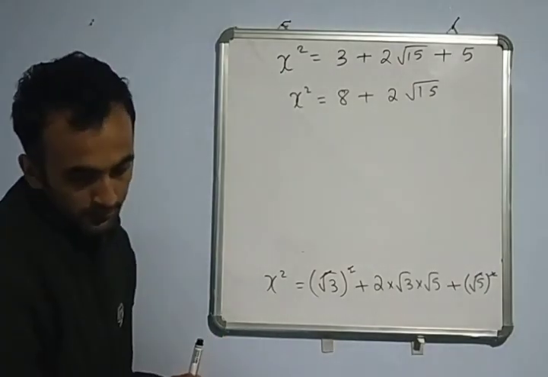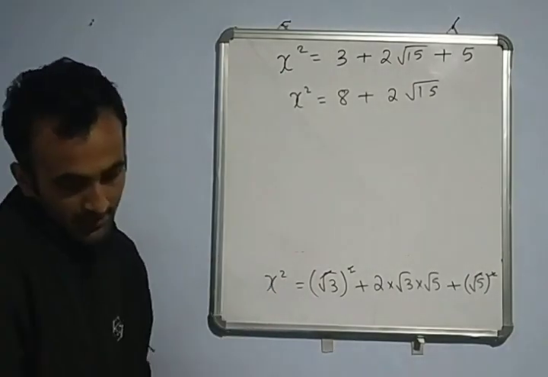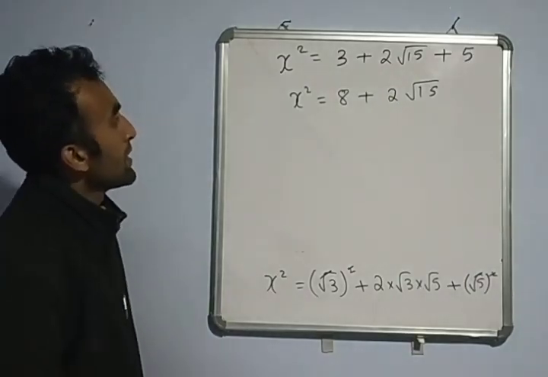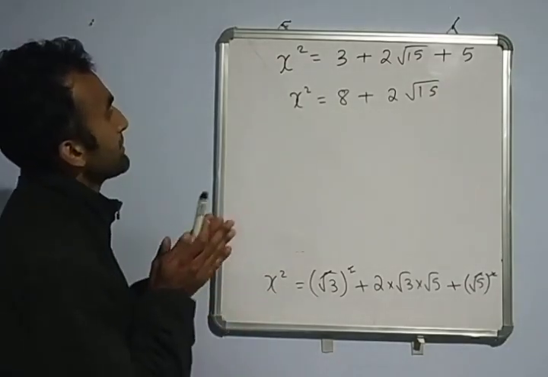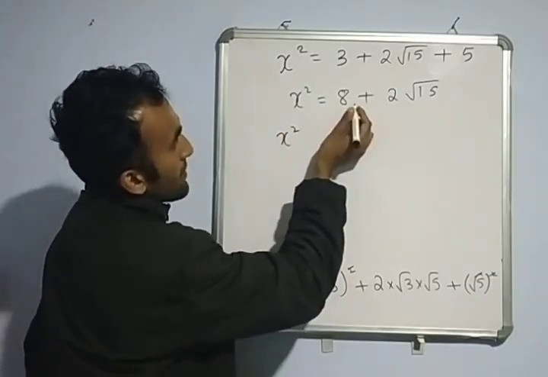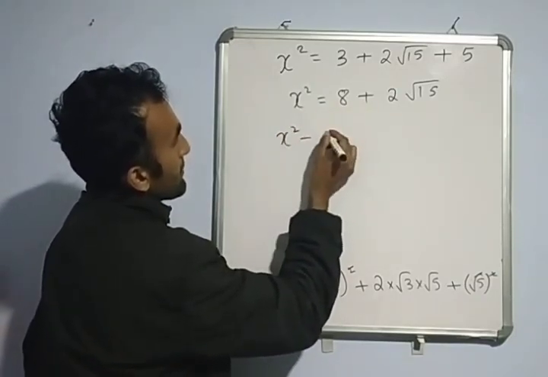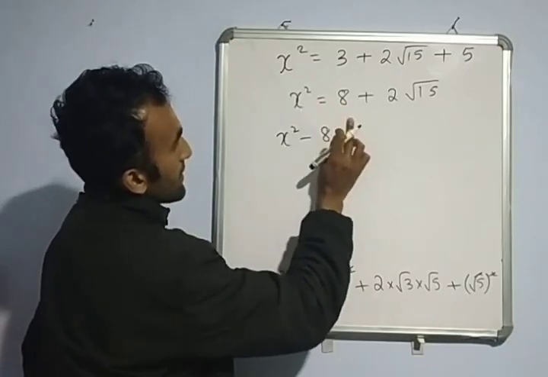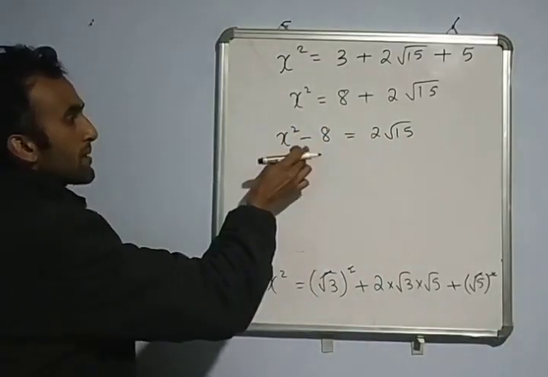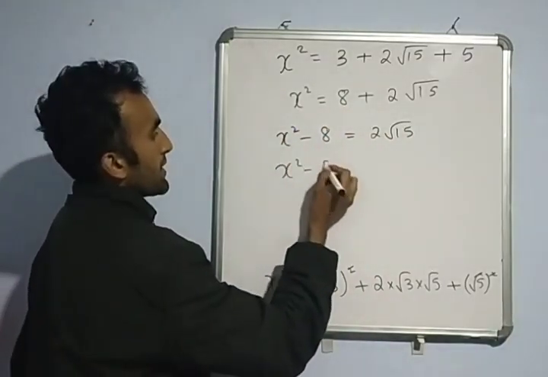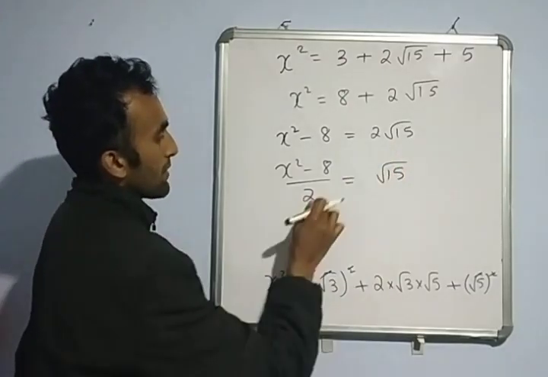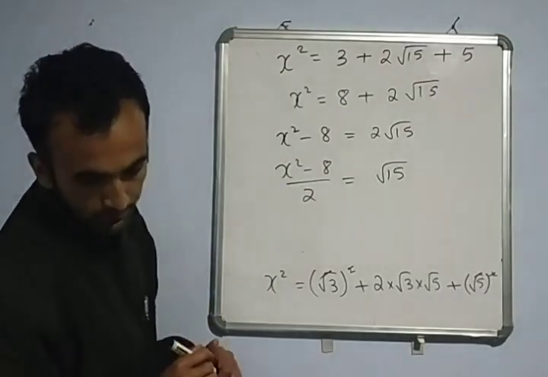So what do we have now? X square is this. Now I will do one thing here. Let me shift everything this side. X square minus 8 equal to 2 root 15. I hope you know transposition. 8 comes this side, becomes minus 8. Now x square minus 8 divided by 2 is equal to root 15. This 2 comes down. These steps okay?